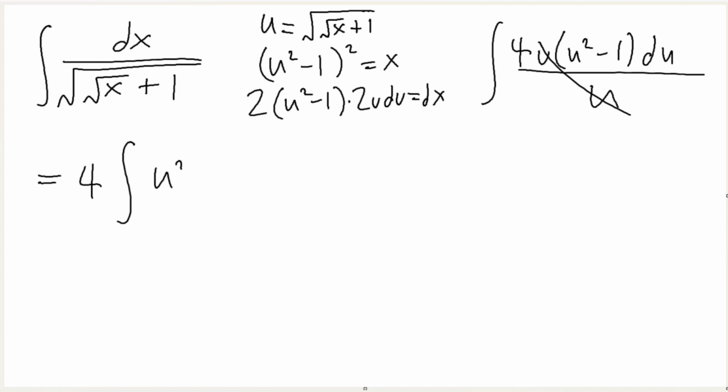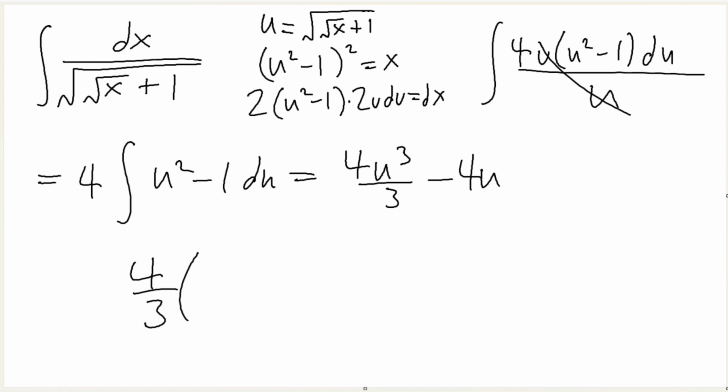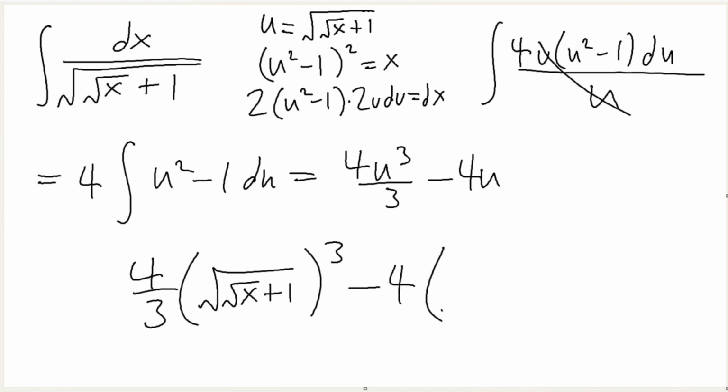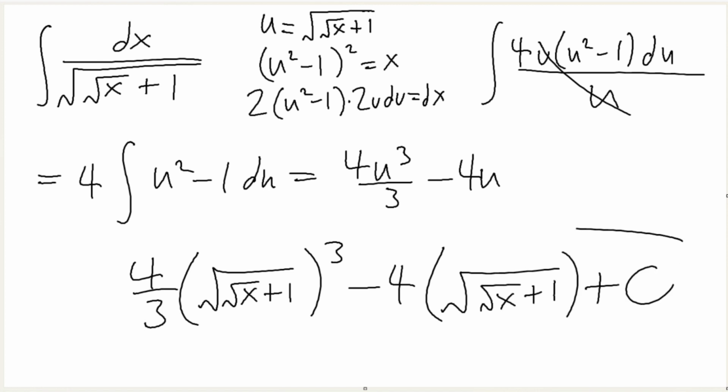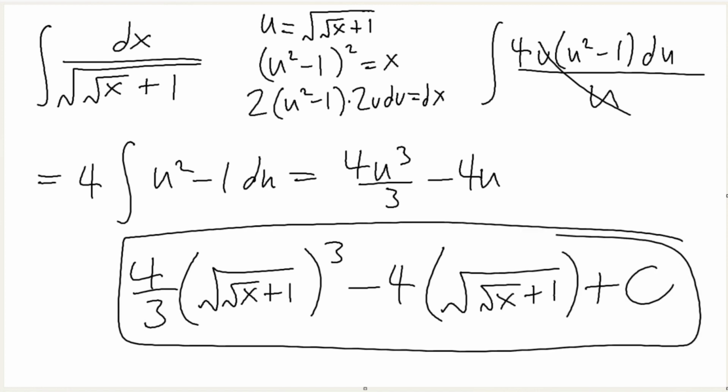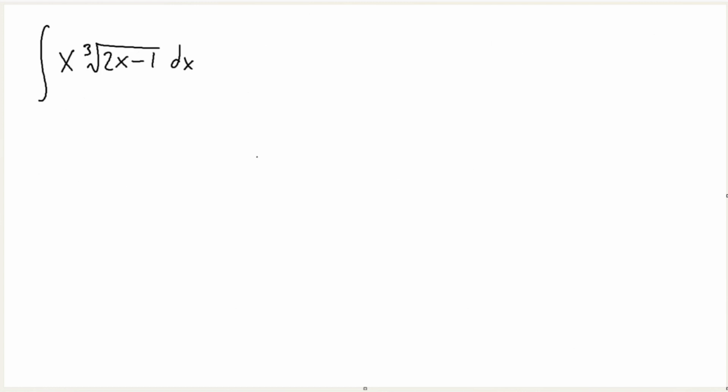So now this is just u squared minus 1 du. This is 4u cubed over 3 minus 4u. And so now I get 4/3 times u, which is equal to this, cubed, and then minus 4, and then u again. And that is your answer. Alright, we have a cube root of 2x minus 1.